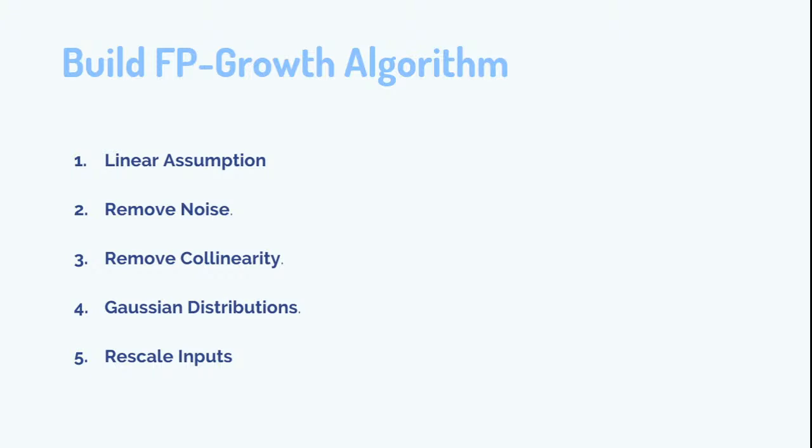Then Gaussian distribution. Gaussian distribution is nothing but we need to transform our values into log or Box-Cox. We need to transform those values. Why? If we transform the data like that, our linear regression algorithm will be built easily. Then rescale inputs. Rescale inputs means we need to do some normalization or standardization of our input variables. That is important to us.